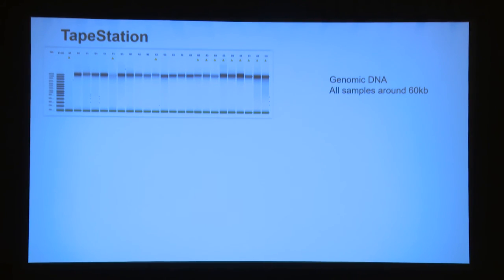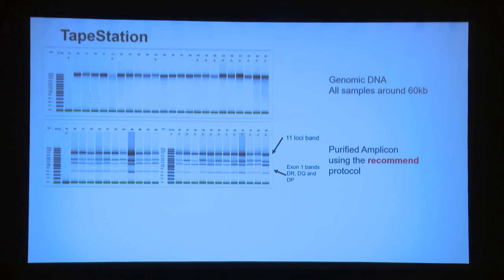Then we compared the 2 assays, the purified and the non-purified, and we ran the product, or the amplicon, again on a TapeStation. This is the TapeStation after amplification of the purified, which is the recommended method. You can see now you have 4 bands. The top band represents your main amplicon. The 3 small bands are the exon 1 amplification for DR, DQ, and DP, because this is version 2. The lower band, which is very faint, is the primer dimer, the same as what you see when you run an SSP gel.